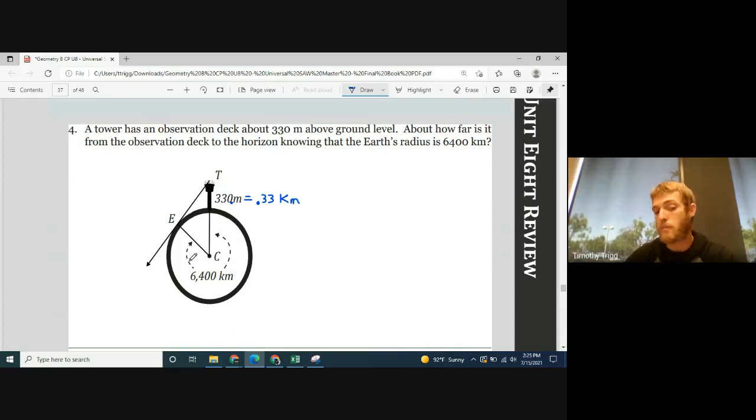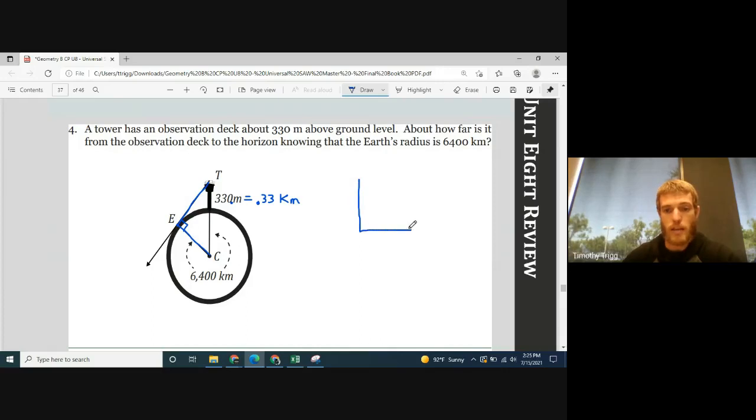Make sure all your measurements are in the same type. If this is in kilometers, you want this in kilometers. You want the same denomination of measurement. Okay. With that being said, it's saying that this line, TE, is tangent to the circle C, right? Since this is tangent, we know that this is going to be a right angle. So what kind of shape do we have here? Well, we have a right triangle.